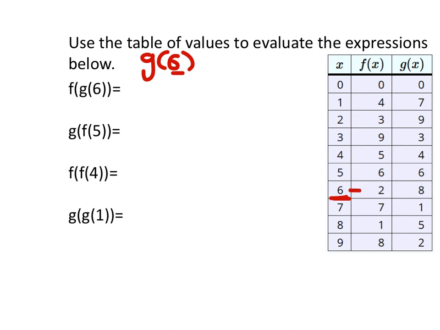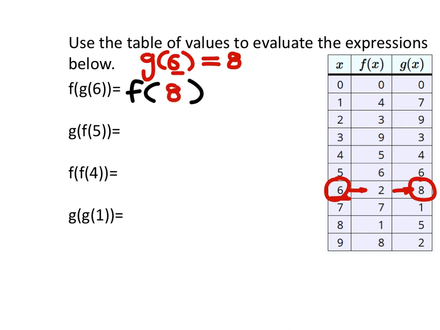Well, the middle column is f of x. What I really want is the g of x column. So I'm looking at that second column where x is 6 again, and that tells me that g of 6 is 8 from the g of x column. So g of 6 is 8. So this ends up being f of g of 6, which is f of 8.